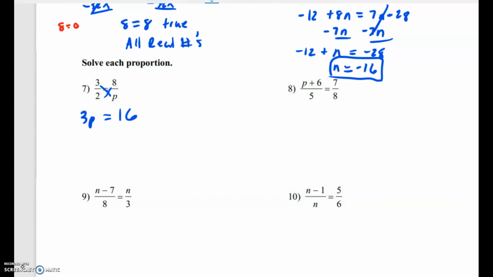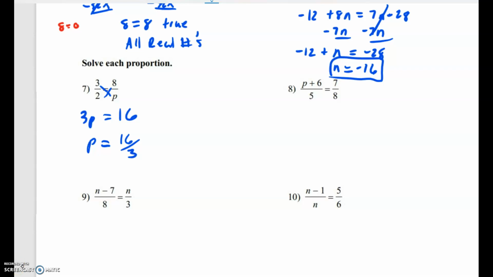Now we can divide both sides by 3, and we get 16 divided by 3. That does not reduce, so you could leave it like that. Or if you have a calculator, you can get the decimal value. And I'll do that here in a minute.